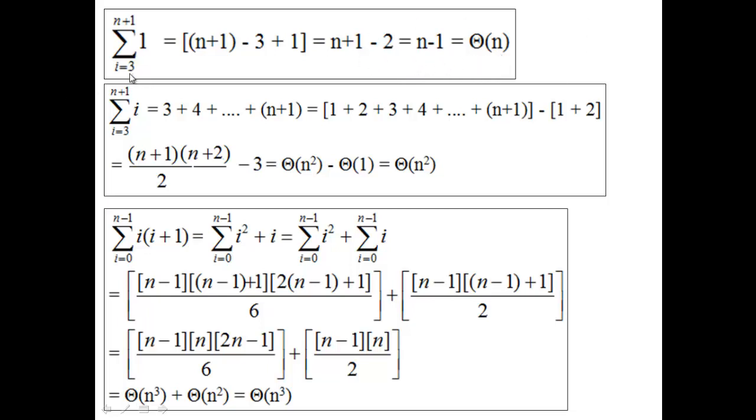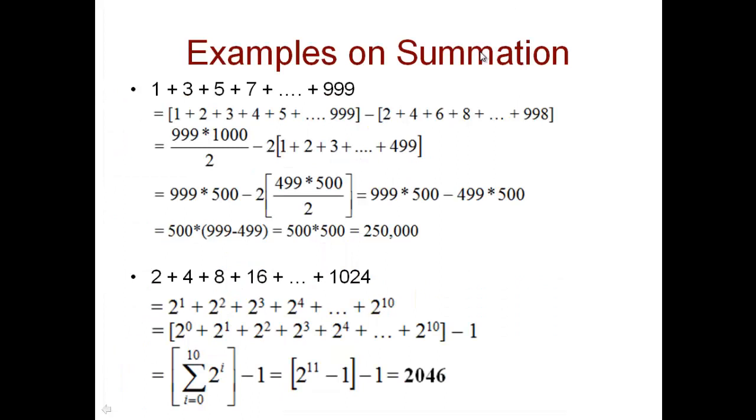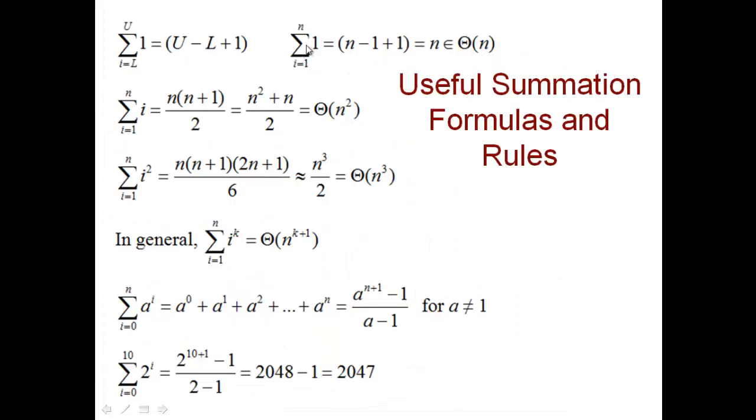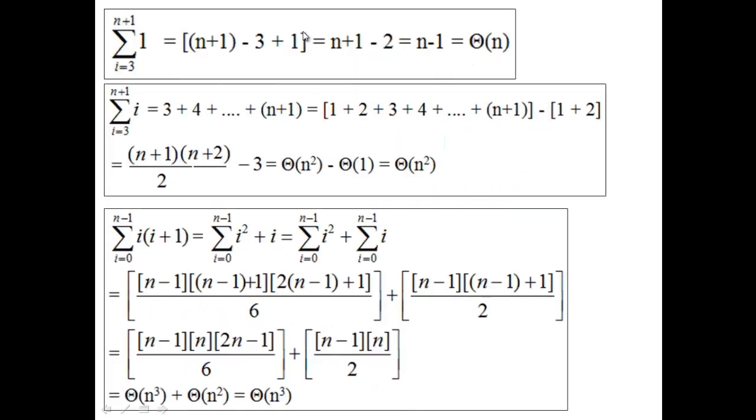So you notice here, sigma i equals 3 to n plus 1, 1 is theta of n, whereas sigma i equals 1 to n, 1 is also theta of n. So you can see that the limits need not be exactly from i equals 1 to n. It could be somewhere around that. The lower limit is a constant, and the upper limit is a function of n, meaning n, not n square or anything like that. If it's n square, we can also apply the formula, but what goes inside would also be n square.